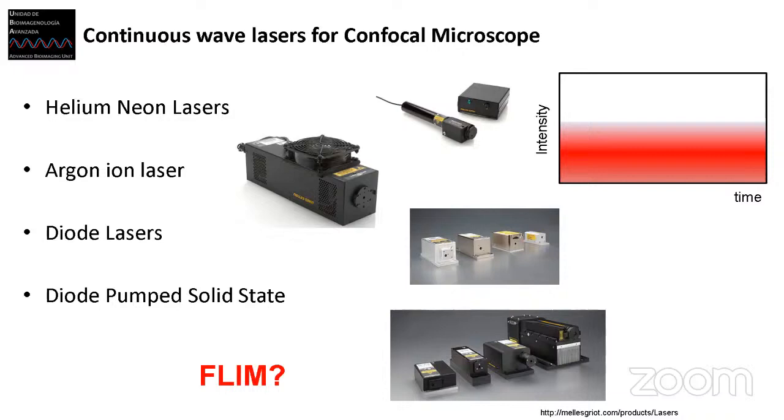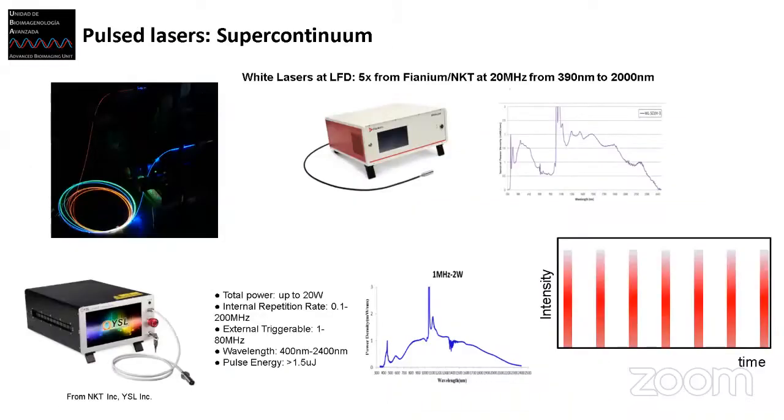When we want to do FLIM, we need pulses. And we will see tomorrow what it means. FLIM is fluorescence lifetime imaging. And for fluorescence lifetime imaging, we need to excite our sample and then wait for the photons coming from the excitation. And this is when we start to use pulsed lasers.